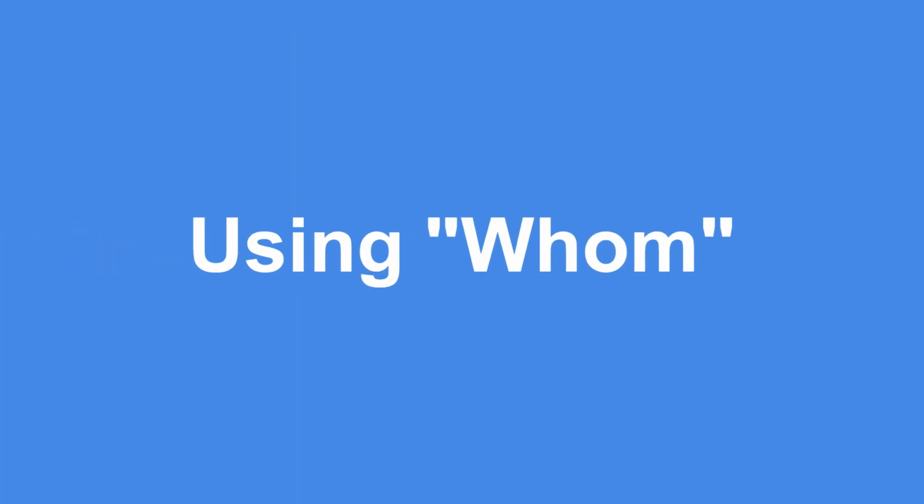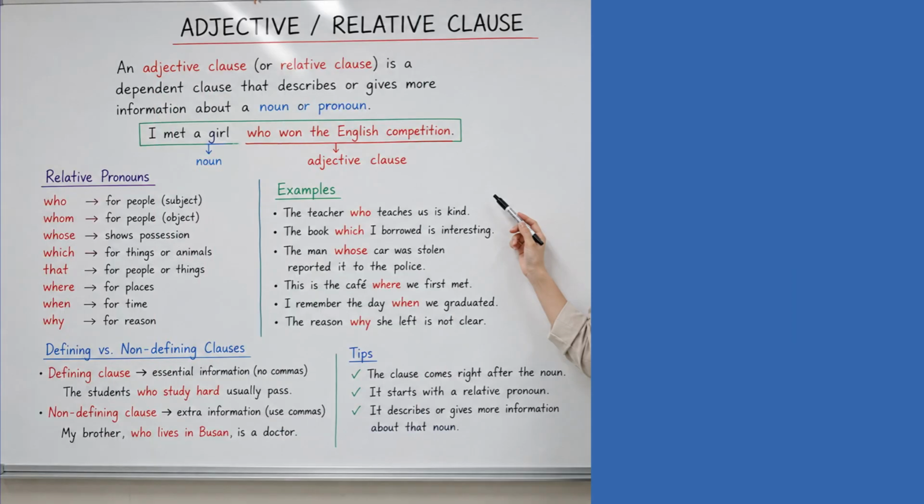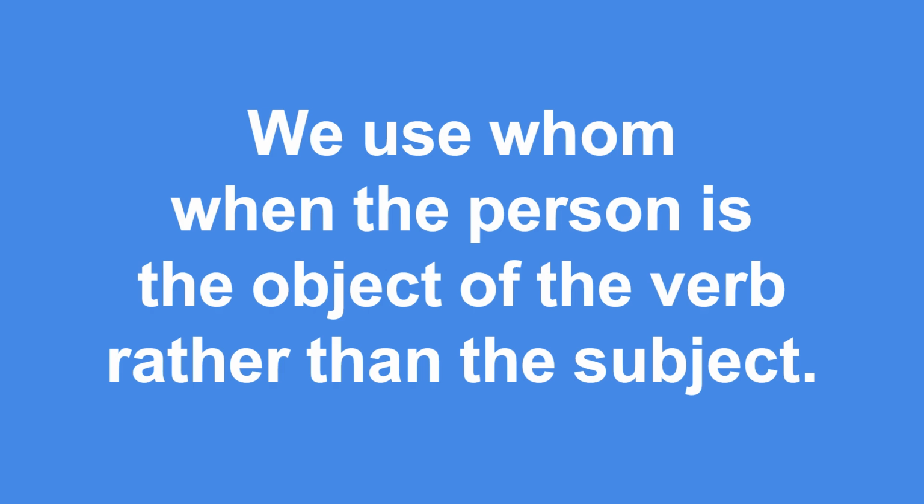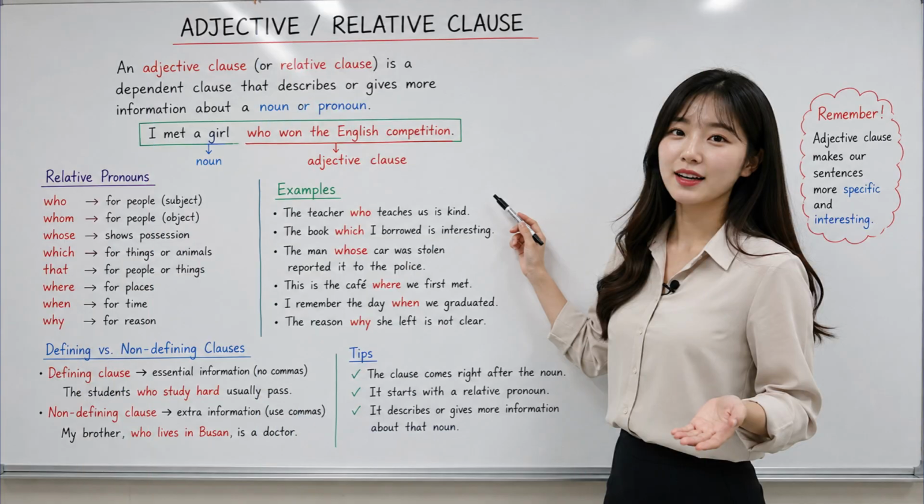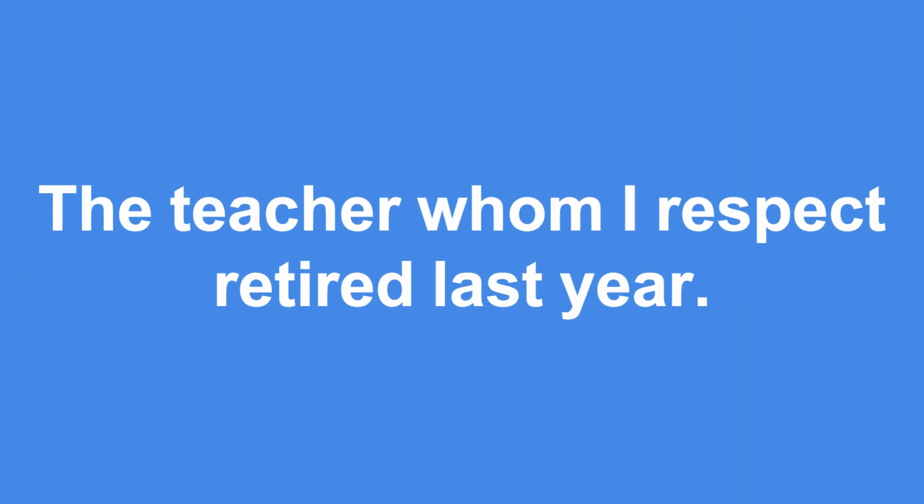Using whom. Now, let's look at whom. We use whom when the person is the object of the verb rather than the subject. Although whom is grammatically correct, it is mostly used in formal writing. In everyday English, many native speakers simply use who, or even omit the relative pronoun. For example, the teacher whom I respect retired last year.